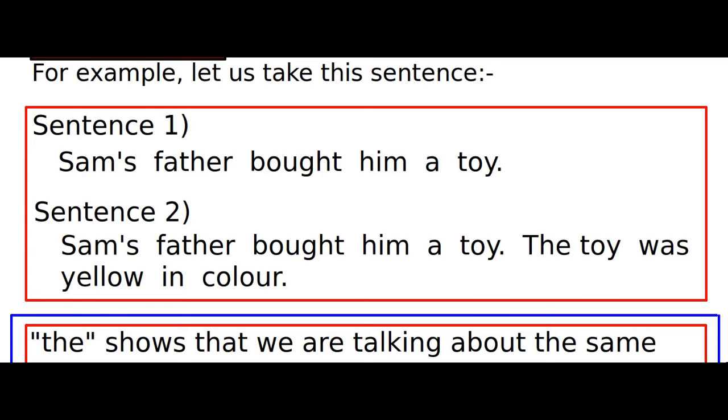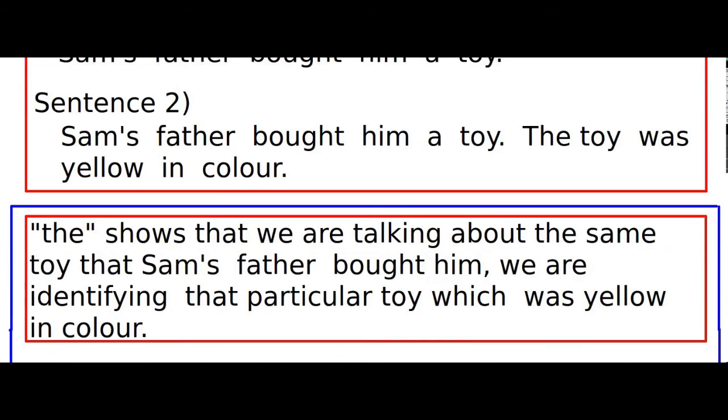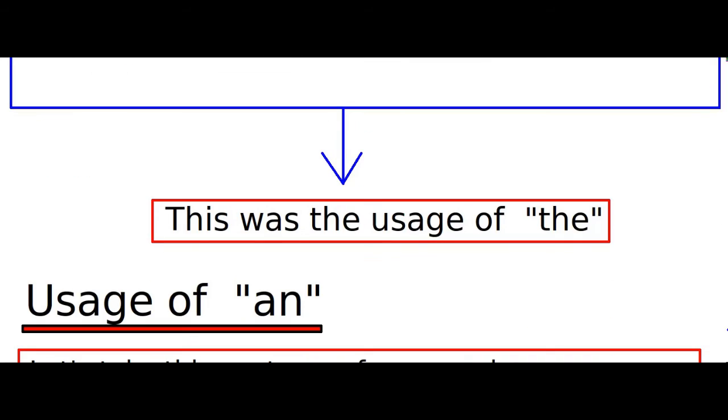Okay. If we have more information like the toy looks like a horse or the toy looks like a dog, so we will use the in that case. Okay friends, so now let's see the usage of the. The shows that we are talking about the same toy that Sam's father bought him. We are identifying that particular toy which was yellow in color, so we are using the in this sentence. Okay friends, so this was the usage of the.